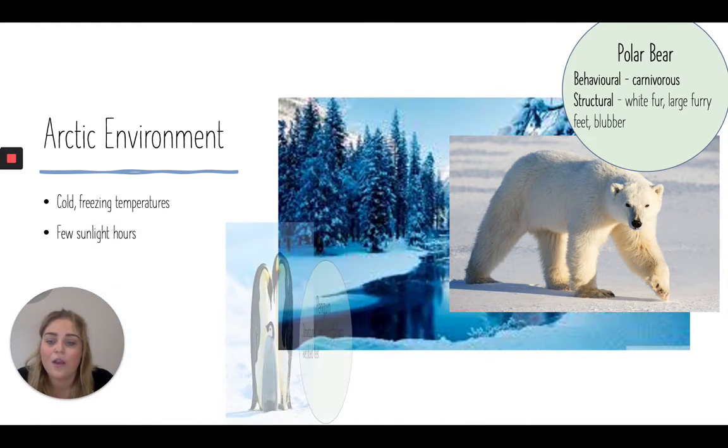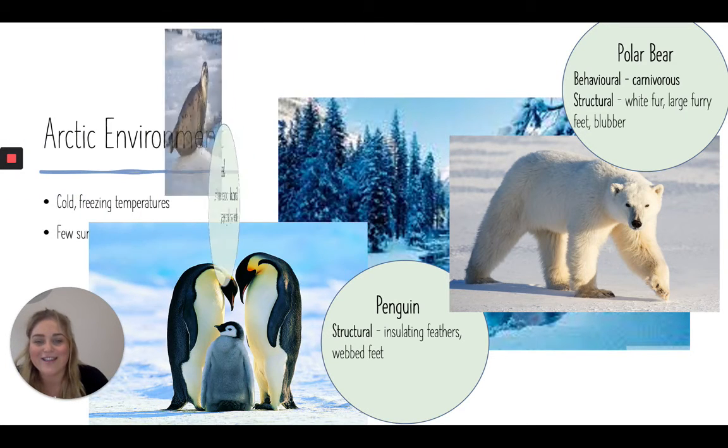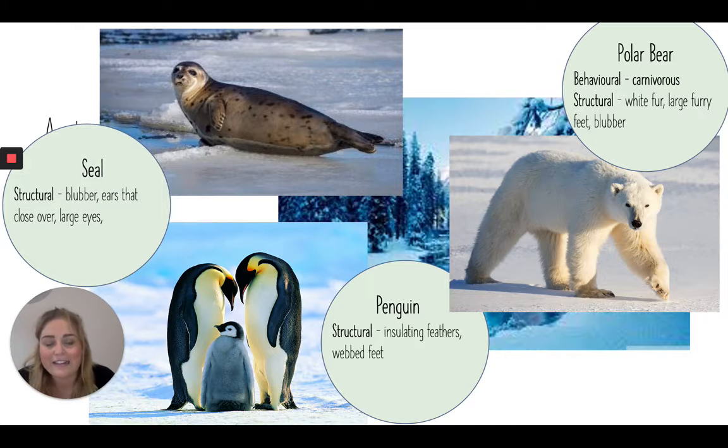warm. We have penguins, so there's lots of different types of penguins, but they generally have insulating feathers, meaning that they have feathers that keep them warm, so that they can dive into the freezing cold water to go get food and still remain warm. They have webbed feet, which helps them for swimming. And then we also have the seal. And the seal, like the polar bear, has blubber to keep it warm. It has ears that are able to close over while it's swimming, and it has large eyes so that it can see lots of its predators.